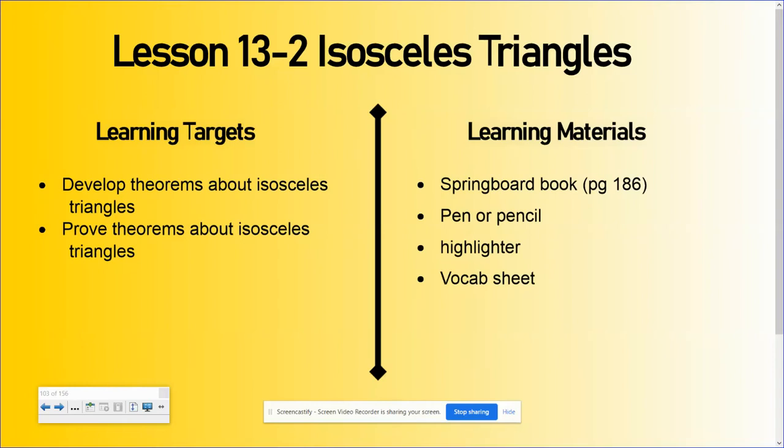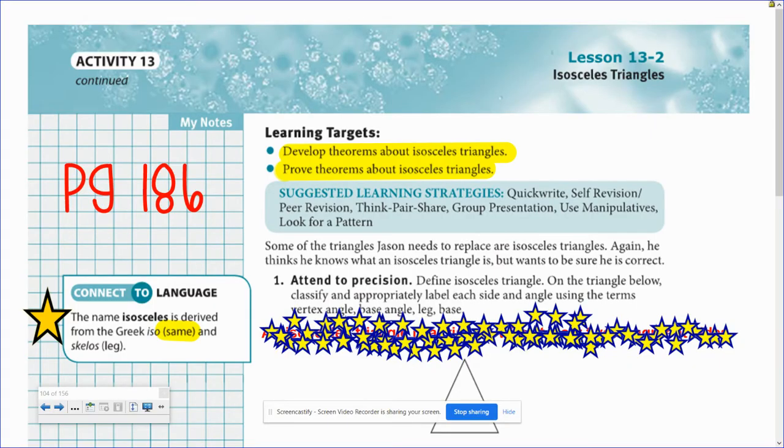All right, guys, we're going to finish activity 13 today when we start talking about isosceles triangles. So we're going to be developing and using some isosceles theorems. We're going to get started on page 186, so open up your book so we can get going here.